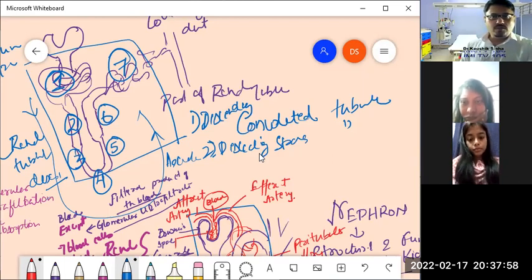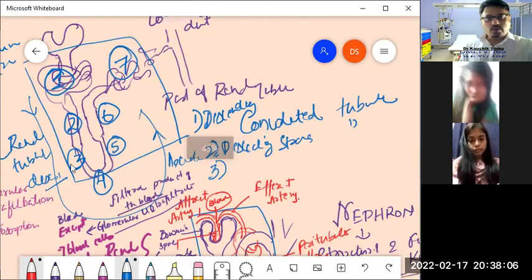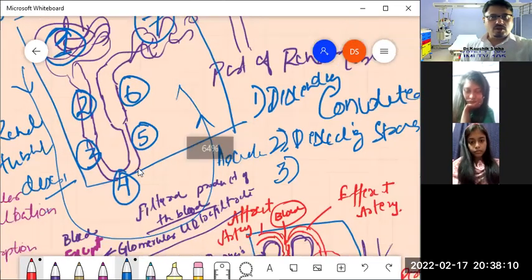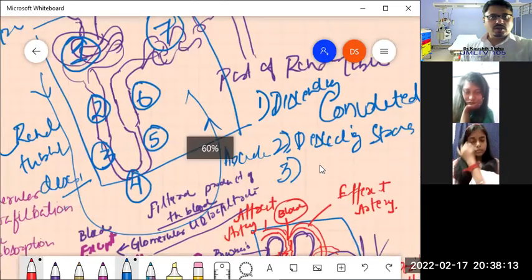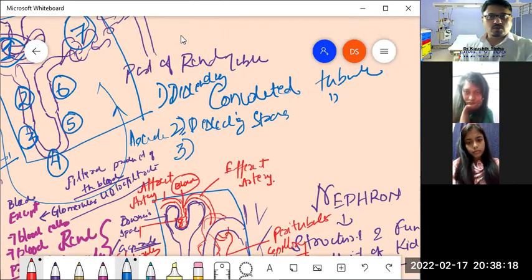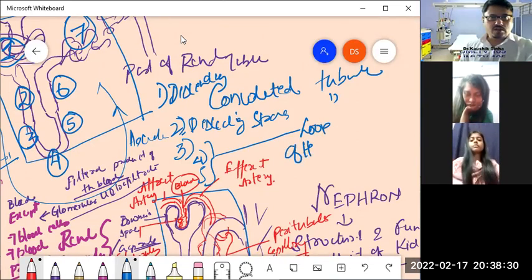Now, this entire narrowed part, which is divided into part number 3, part number 4, and part number 5, all these 3 parts taken together are known as the loop of Henle. So in the loop of Henle, we have 3, 4, and 5 all taken together. What do we call it? Loop of Henle.